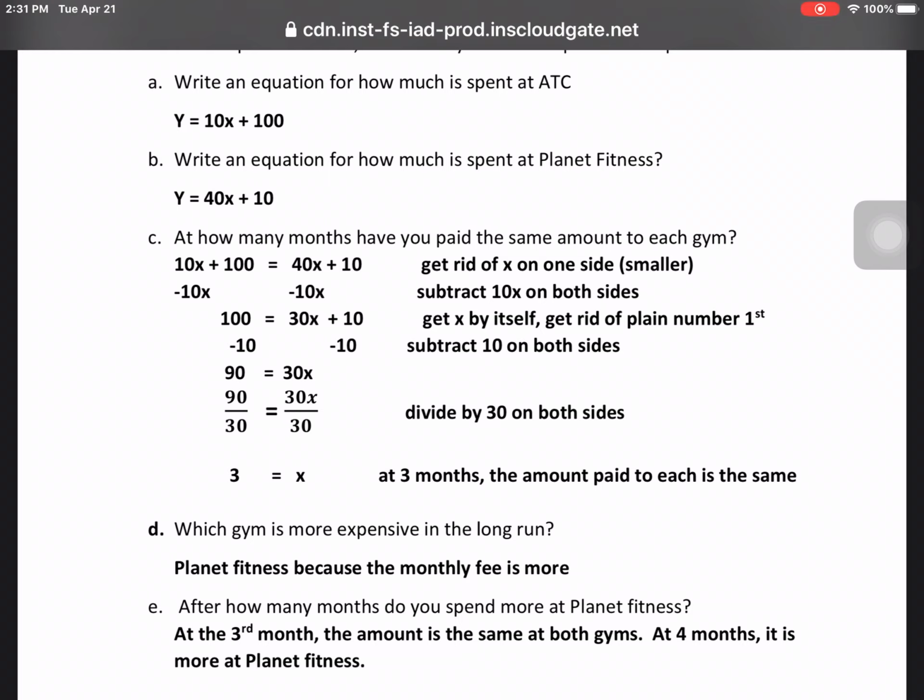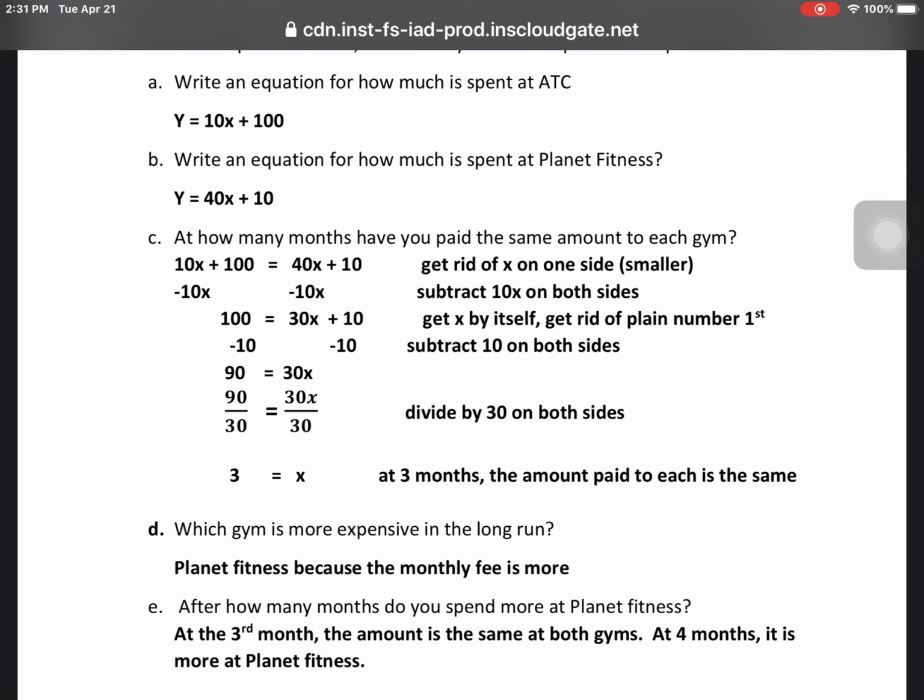Now on the right side, we have 30x plus 10. So we need to get rid of the 10 on the right. We will subtract 10 on both sides. On the left, 100 minus 10 equals 90. On the right, we have 30x.